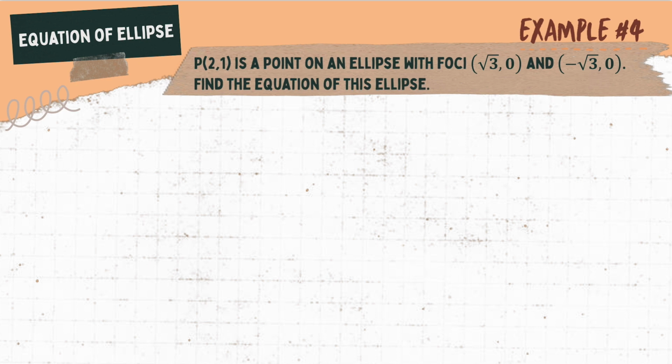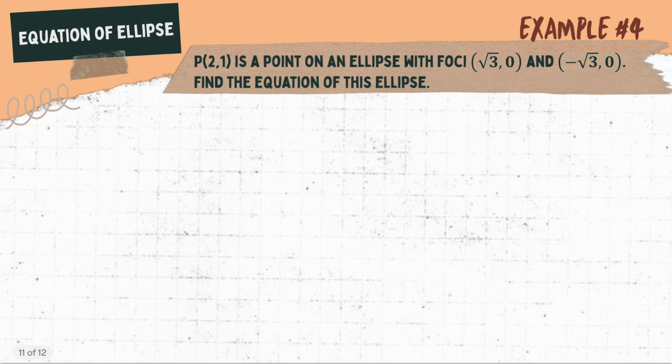Okay, so now let's look at the final example for this ellipse. Okay, example 4. P21 is a point on an ellipse with foci square root of 30 and negative square root of 30. So the question is asking for the equation of this ellipse. Okay, so we have foci at square root of 30 and negative square root of 30.